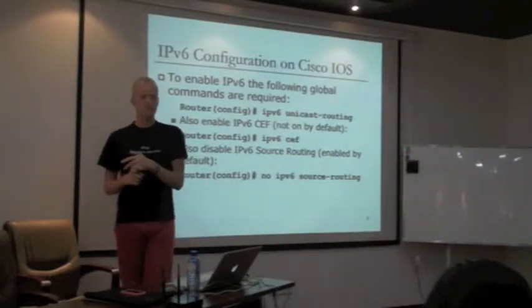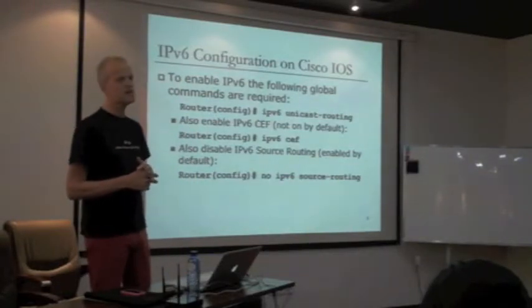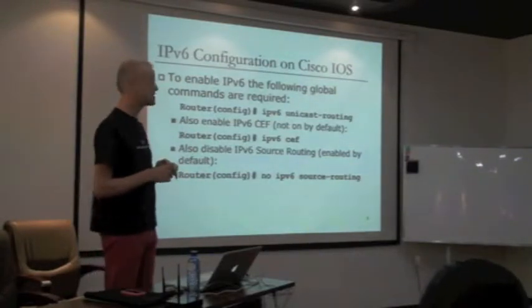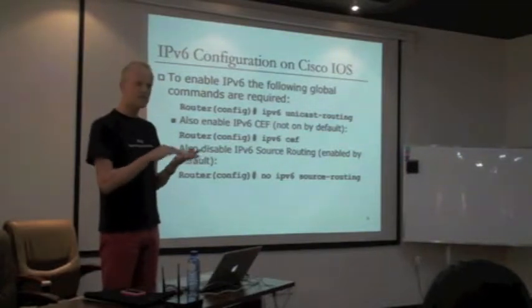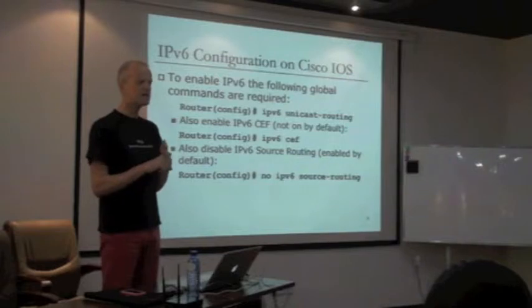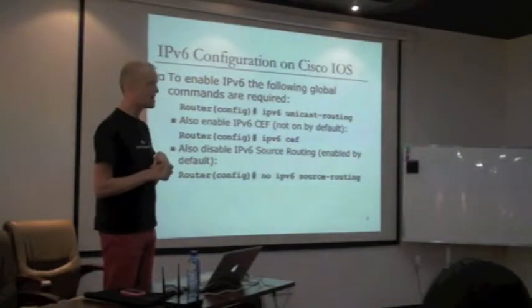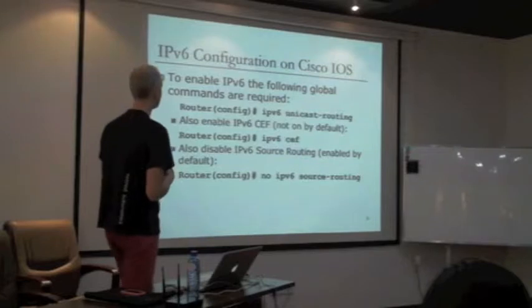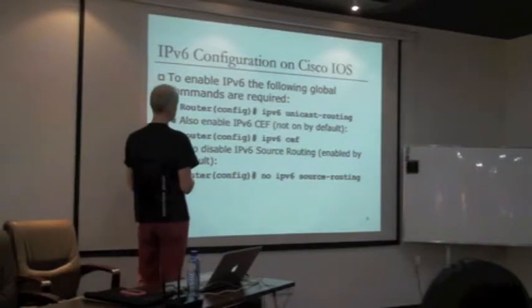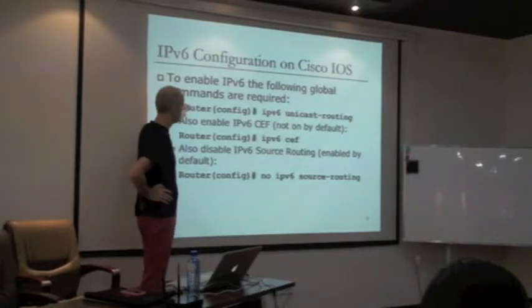IPv6 is not on by default in Cisco IOS, so you need to switch it on. I hope one of these years it will be on by default. I mean, if you have Cisco CRS or GSRs running IOS XR, that will have V6 on by default. But if you're using IOS routers, it's not on by default. So to switch it on, we need to do IPv6 unicast-routing, that switches it on.